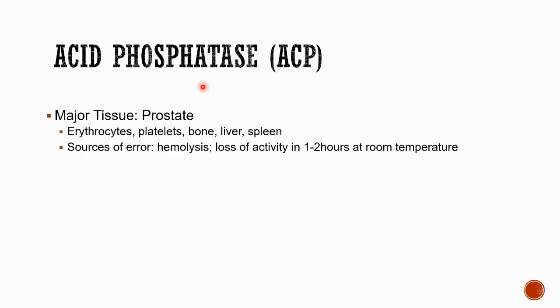The major tissue is the prostate, though it can also be found in erythrocytes, platelets, bone, liver, and spleen. A possible source of error is hemolysis. A hemolyzed sample can cause falsely increased acid phosphatase because it is present in erythrocytes, or RBCs. If not properly stored, it loses its activity in 1 to 2 hours at room temperature.